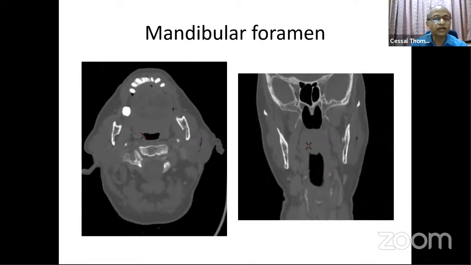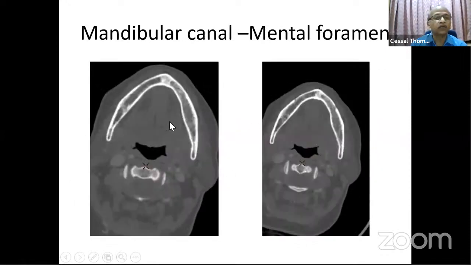The lingual nerve then further courses anteriorly and goes medially and reaches the sublingual space, whereas the inferior alveolar nerve enters the mandibular foramen here. In the coronal view, you can see the mandibular foramen here. Further down, it courses along the mandibular canal and the inferior alveolar nerve comes out here through the mental foramen, and it supplies here subcutaneously. So this is the root of the inferior alveolar nerve.